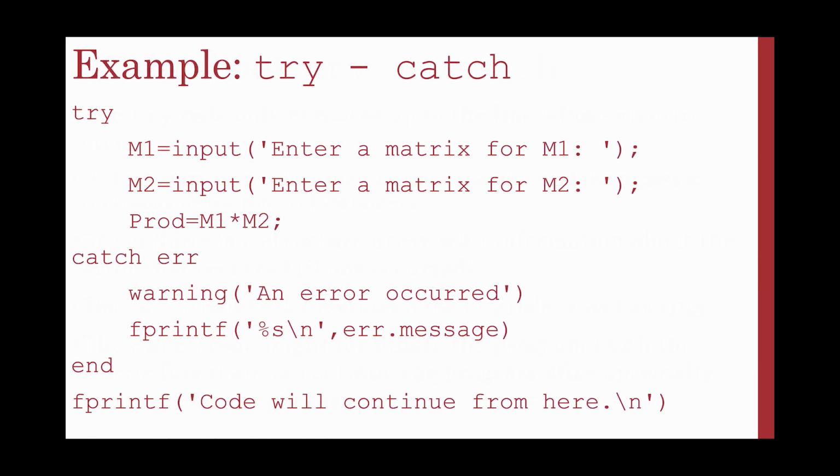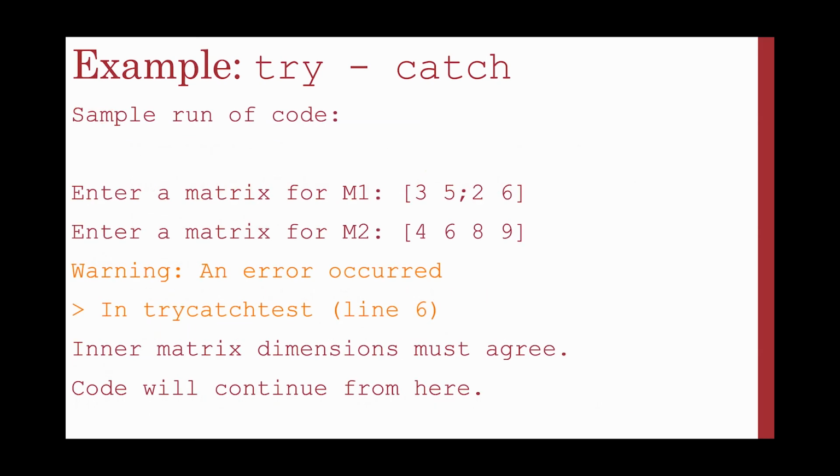So for example, I can say try, input, I can ask the user to input M1, input M2, and do the product, where catch might cause an error if a warning and error has occurred, and then print the error message. And then this would end, and the code would continue from here, assuming that this product is not capable of being calculated.